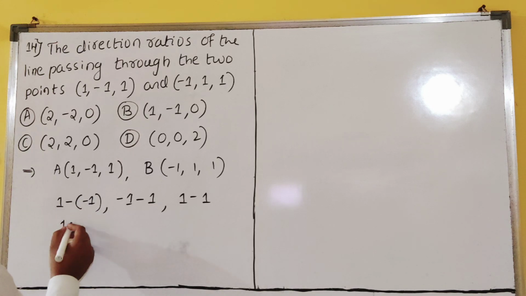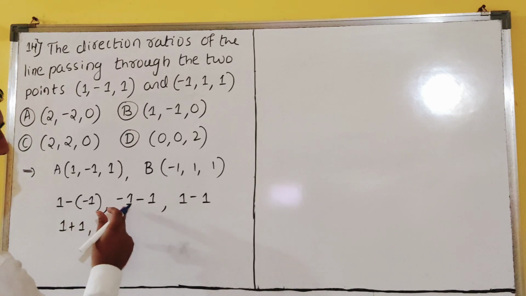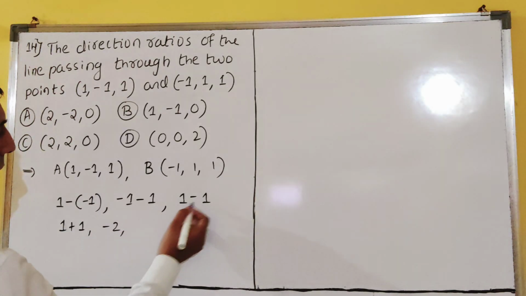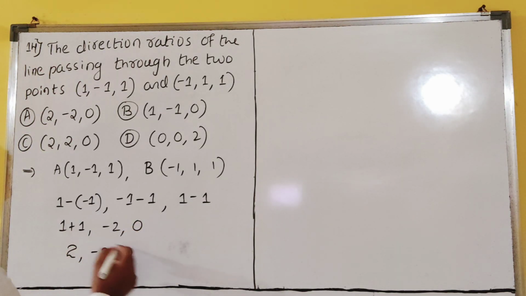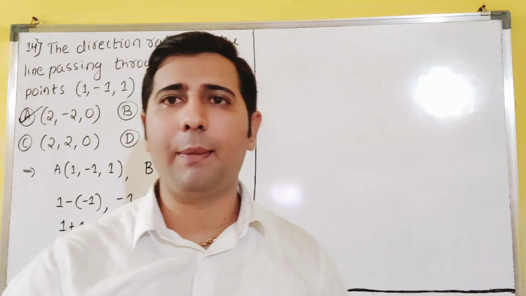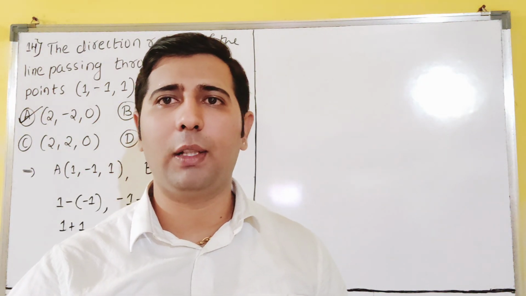So minus into minus is plus 1. So minus 1 minus 1 is minus 2, 1 minus 1 is 0, 1 plus 1 is 2. So minus 2, 0, 2, dear students. So our option is A, dear students. So A for awesome is our answer. So please copy this. We will see the next question.